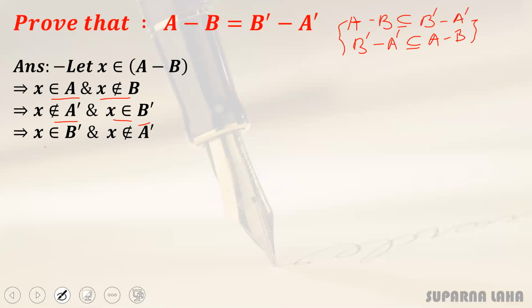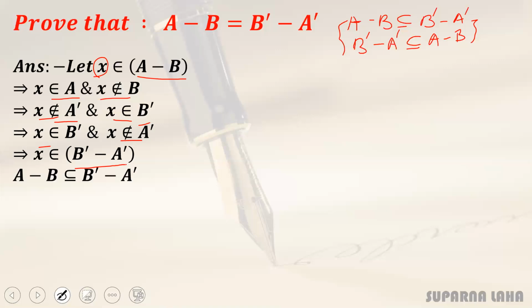Just take this portion here and this portion here. So since it belongs to B complement and it does not belong to A complement, we can write that X belongs to B complement minus A complement. So look at that. I'm taking this X in this set A minus B and I prove that X also belongs to B complement minus A complement. So since it belongs to B complement minus A complement, we can say that A minus B is a subset of B complement minus A complement.